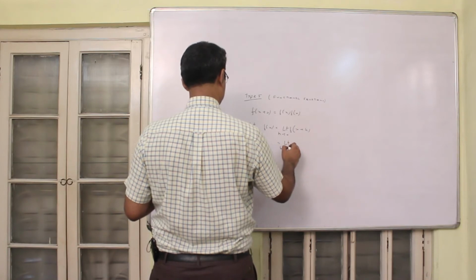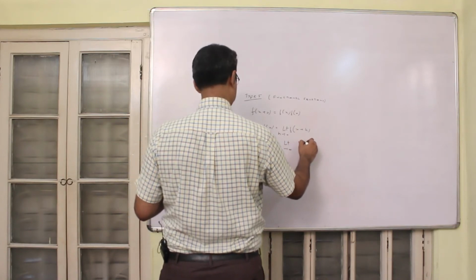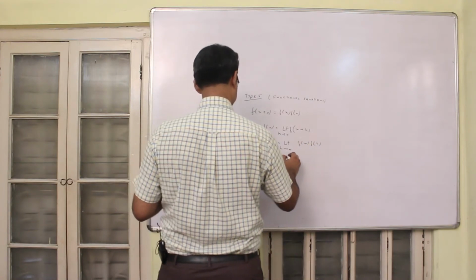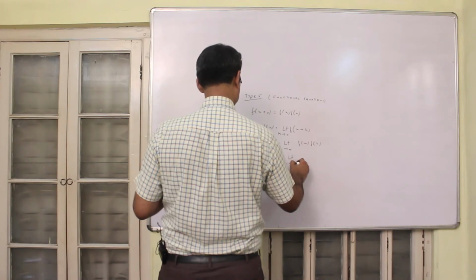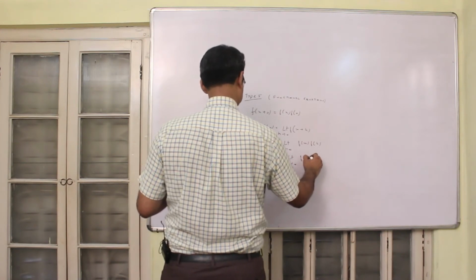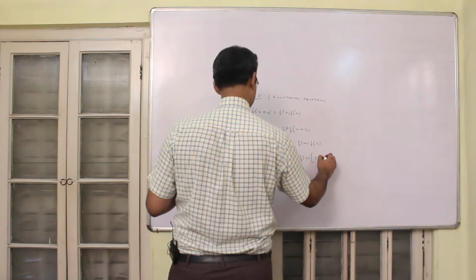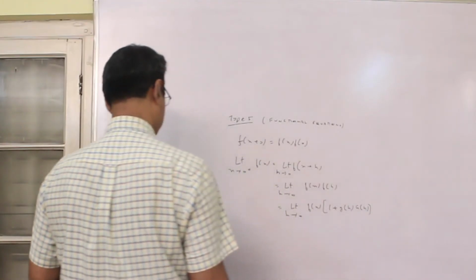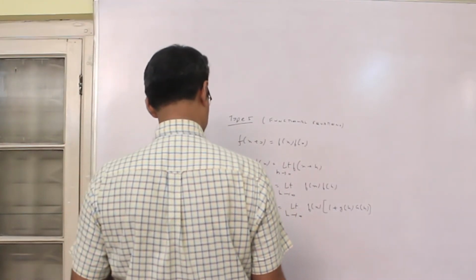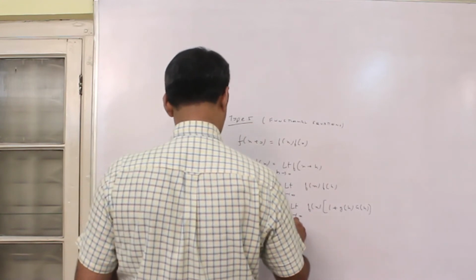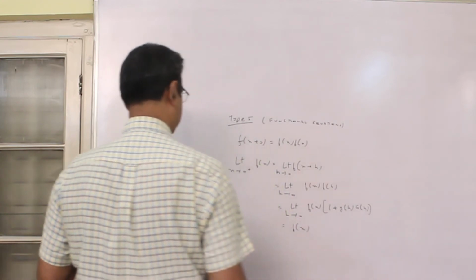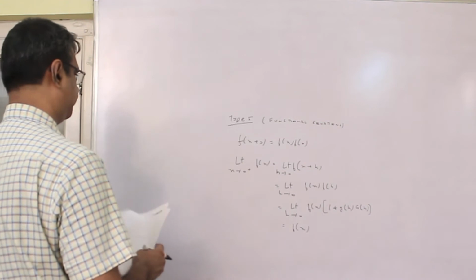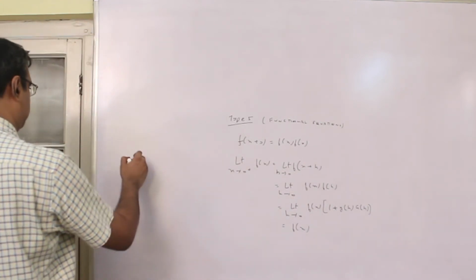So that is equal to limit of h tends to 0, f(x) into f(h). So limit h tends to 0, f(x) into 1 plus g(h) into capital G(h). And clearly this is equal to f(x). So you can see that the right hand limit will be this.